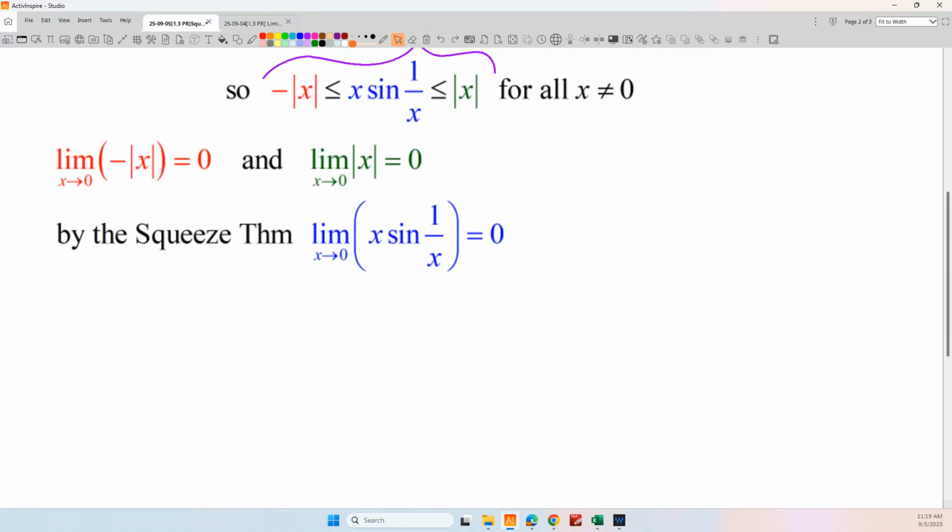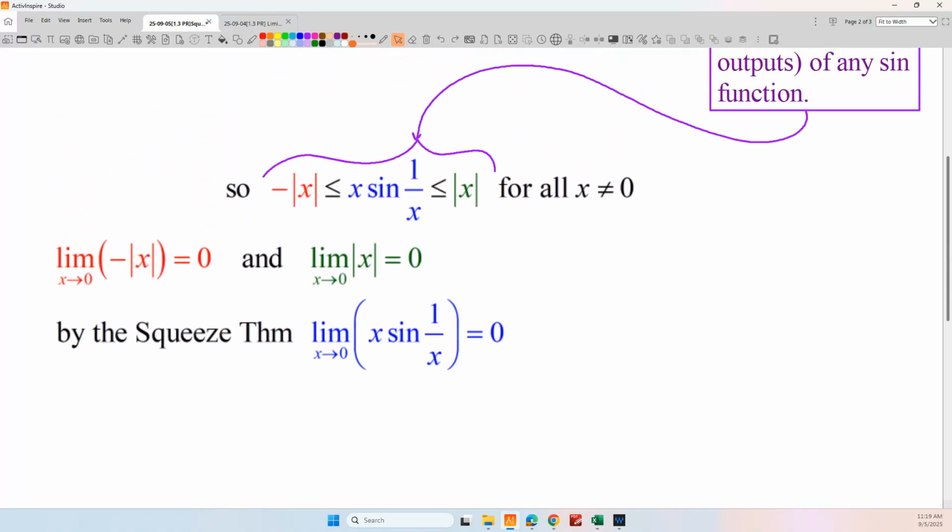The limit of negative absolute value of x as x approaches 0 is 0, right? The limit of positive absolute value of x as x approaches 0 is 0, right? And wouldn't you agree that this blue expression is going to be trapped between the red and the green expressions for all x other than 0? Has to be, right? Because of the nature of sine.